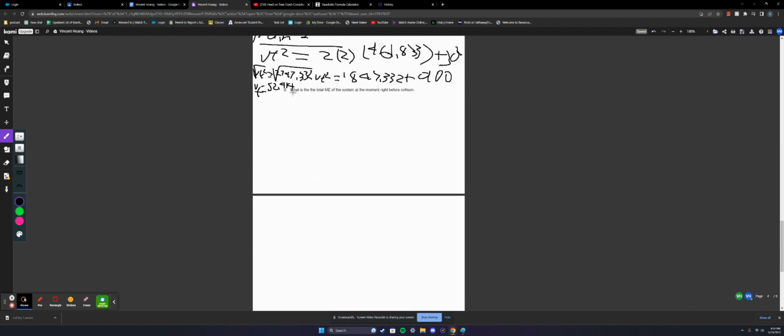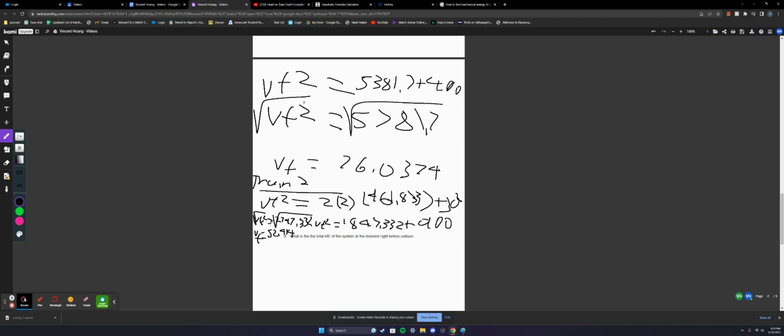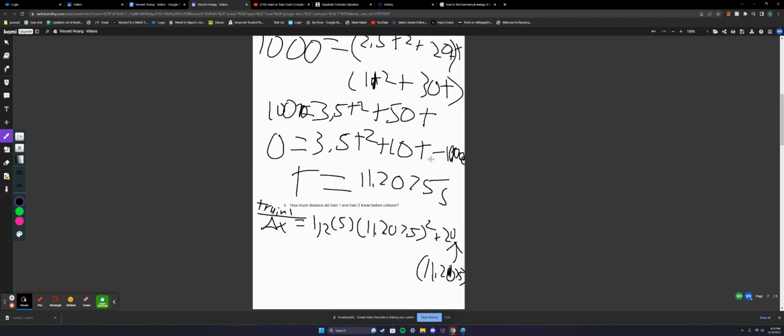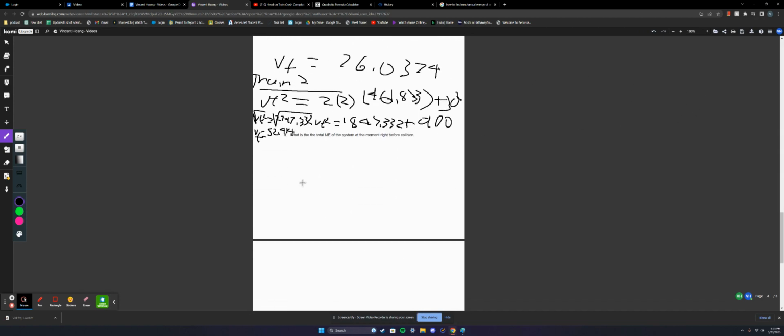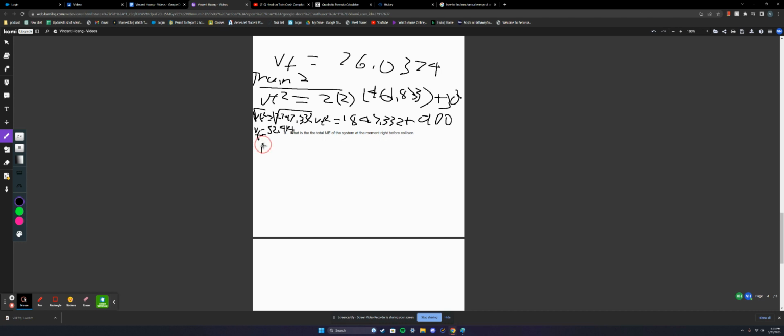Okay, part D. What is the total mechanical energy of the system at the moment right before collision? Okay, so it's asking mechanical energy of the system. So first, we need to identify what is the system. The system is the two trains moving towards each other. So mechanical energy will be adding ME1 of train 1 plus ME2 of train 2, which is equal to the mechanical energy of the entire system.